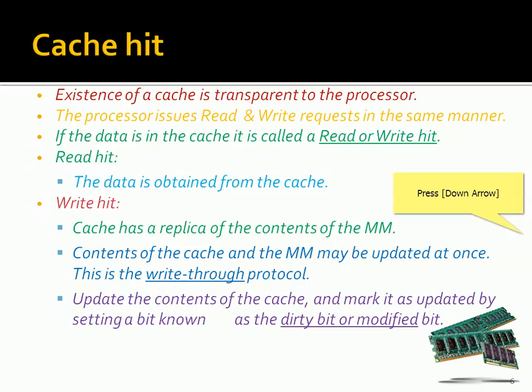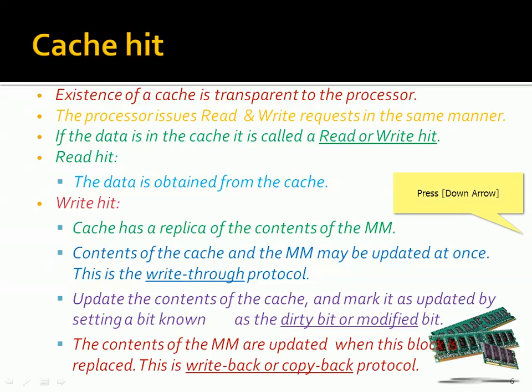When data is modified and certain other data is not modified, we can say that is a dirty bit, or old bit, and the modified one is the updated data. So that discrimination will be there in the cache memory. So the contents of the main memory are updated when the block is replaced. When a block is replaced, this is called the write back or copy back protocol.